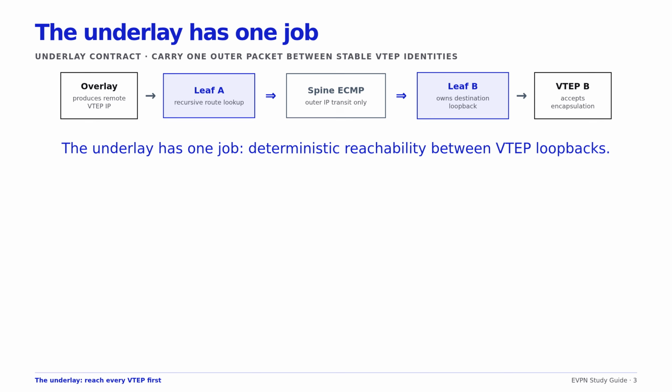That separation is a design invariant. Underlay routes describe infrastructure reachability. Overlay routes describe tenant services. Mixing those responsibilities makes failures harder to contain and evidence harder to interpret. Begin with one question. Can the underlay carry an outer packet from this VTEP address to that one?